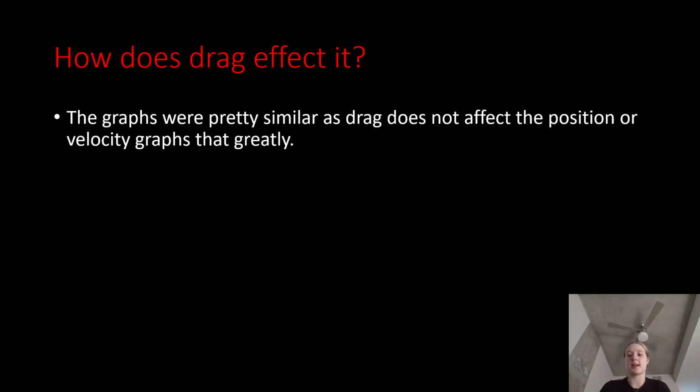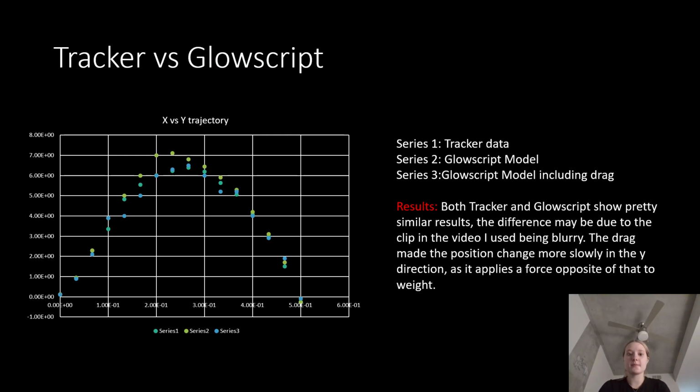Okay, and this is just a slide saying what I've already said before. Okay, and here's my tracker versus GlowScript data. As you can see, the sort of blue-green is tracker, the green-green is GlowScript model, and the blue is GlowScript model including drag.